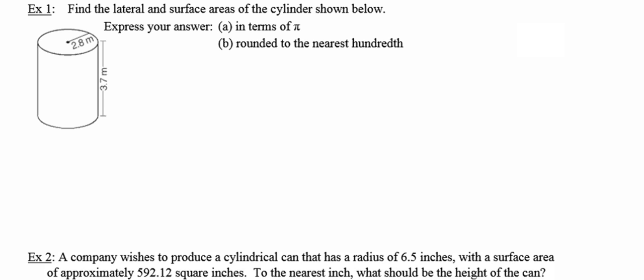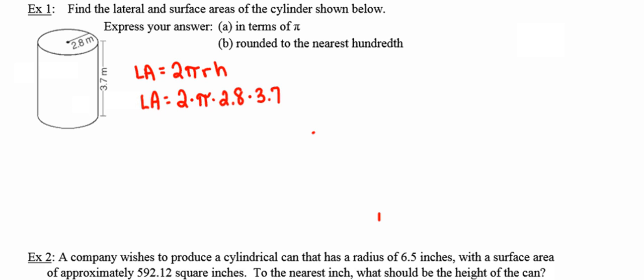So I'm going to go ahead and write down my formula for finding lateral area. Lateral area is equal to 2 times pi times the radius of the cylinder times the height of the cylinder. And then I'm going to substitute all of the things I know into my formula. For pi, I'm going to use the pi button on my calculator, so I'll leave that alone. The radius of my cylinder is 2.8 meters. And the height of my cylinder is 3.7 meters.